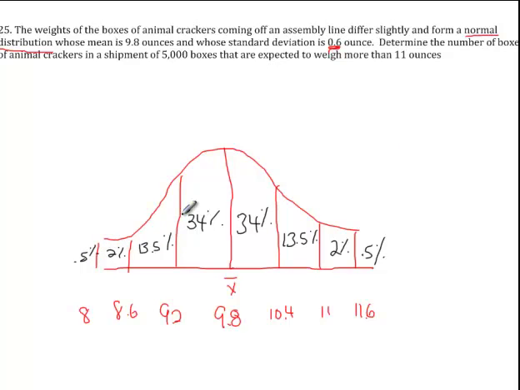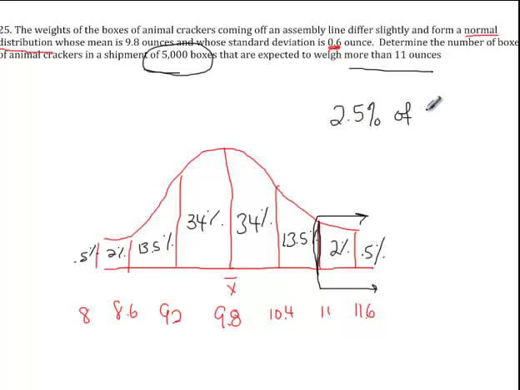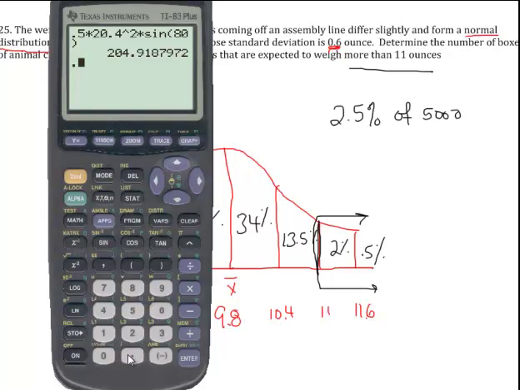Alright, so now that I have my bell curve done, what do they want me to do? Determine the number of boxes of animal crackers in a shipment of 5,000 that are expected to weigh more than 11 ounces. Well, more than 11 ounces would be everybody from here up. And what percentage weigh more than 11 ounces? 2.5%. So 2.5% of my 5,000 boxes. Okay, that's just math. 0.025. Come on, guys. Remember, we got to turn this into a decimal to work with it on a calculator. Times 5,000 gets me 125.